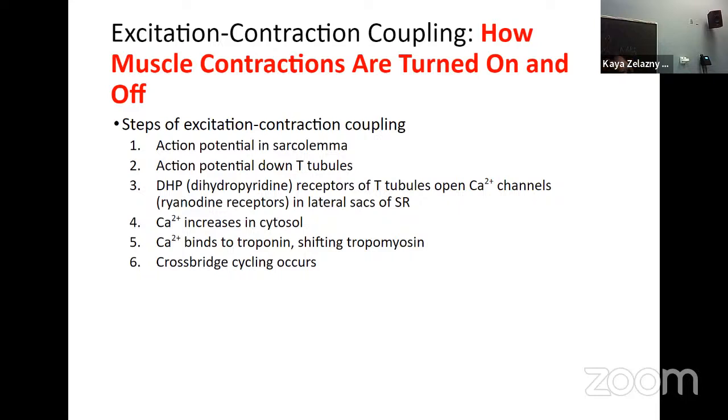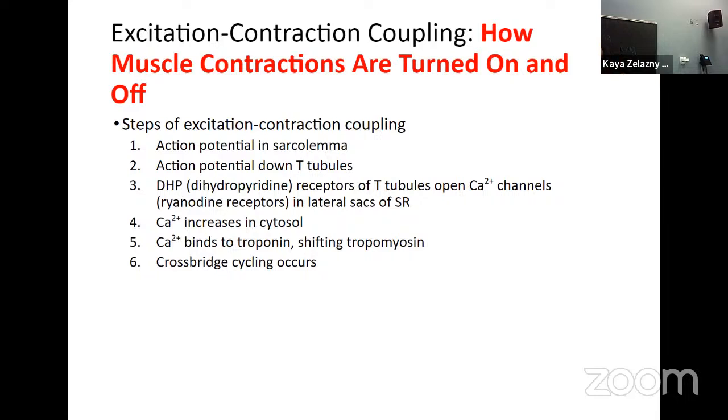The sarcolemma was one of our terms from last time. This is basically the word for our plasma membrane in a muscle cell specifically. So we're going to have an action potential traveling down the border of the sarcolemma, down the border of our muscle fiber cell membrane. That's happening first.